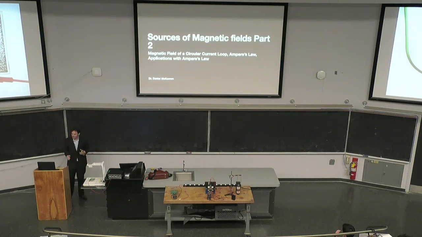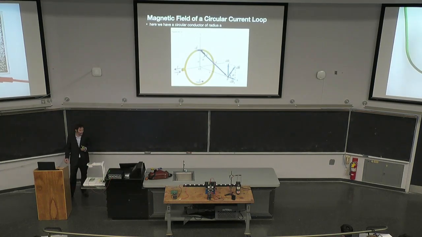Okay, so today we're talking about magnetic fields. It's sort of part two to what we did on Tuesday. We're looking at the magnetic field of a circular current loop and then Ampere's law and applications of that. To start with, we have this current loop, a loop of wire where current is flowing through the loop. We have to figure out what the magnetic field is at a point along this x-axis. We're going to look at the field in all the different directions, because remember, the magnetic field is a vector field, so it's got an x, y, and z component in general.